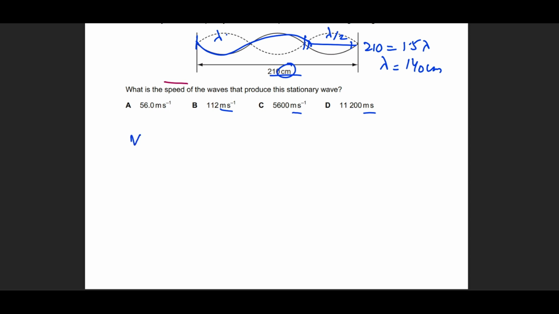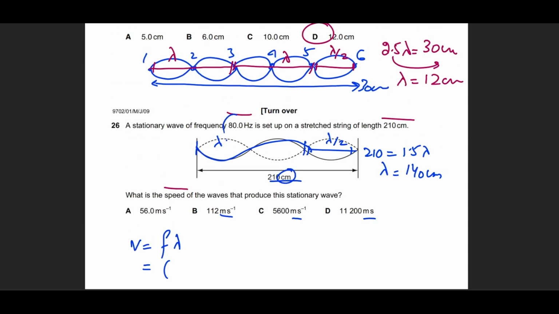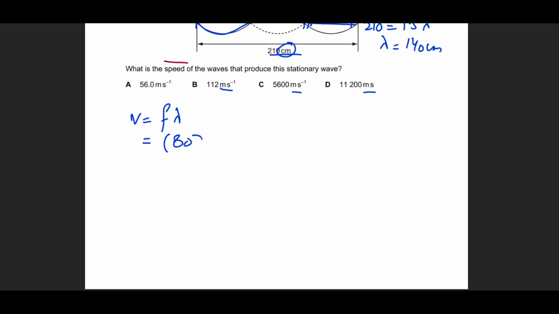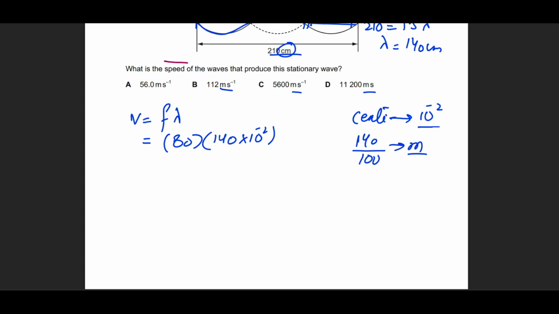I want to find speed. V equals F lambda. F is given in the question as 80 hertz. So 80 multiplied by 140 multiplied by 10 raised to the power minus 2. Please remember that centi has a power of 10 raised to the power minus 2. If you want to go back to class 2 and class 3, you can do this method as well: 140 divided by 100 to convert it into meters. But please learn these prefixes and it will make your life much easier. If you solve this, your answer should be 112 meters per second.